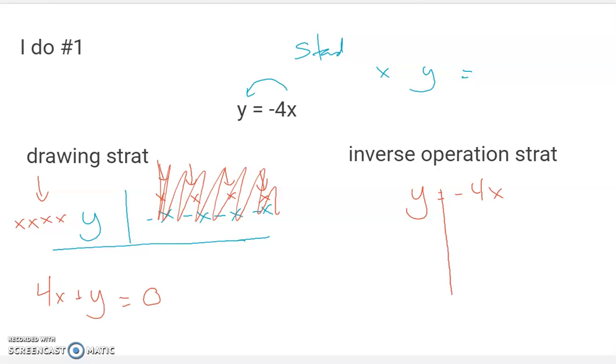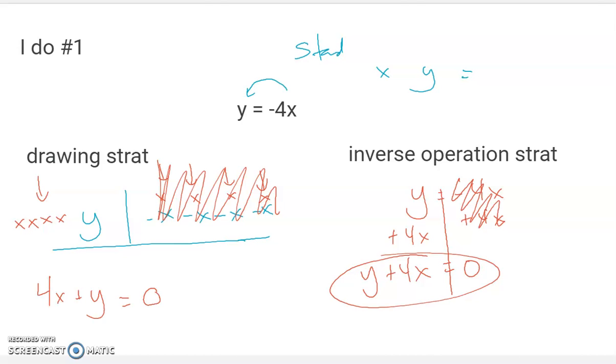If I would like to move this over here, I can't just move it over there, but I can get rid of it on this side. If I add 4x, negative 4x and 4x together make 0, which is great as long as I do that here too. Those are gone. Y plus 4x on that side equals nothing on the other, and I get the same thing either way. That's how you do it.